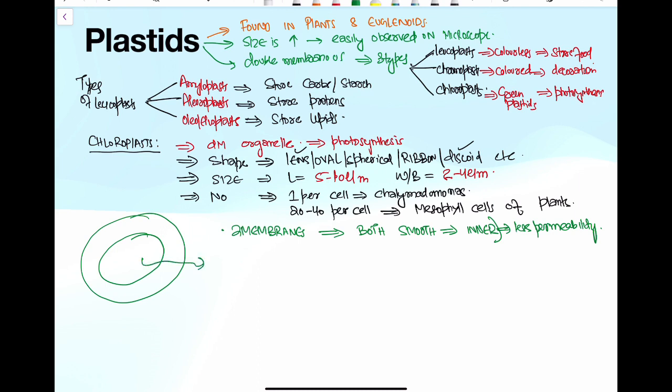this space is called the stroma. Okay, now the stroma contains these flattened structures. It contains stacks of these flattened sacs, what are called thylakoids.